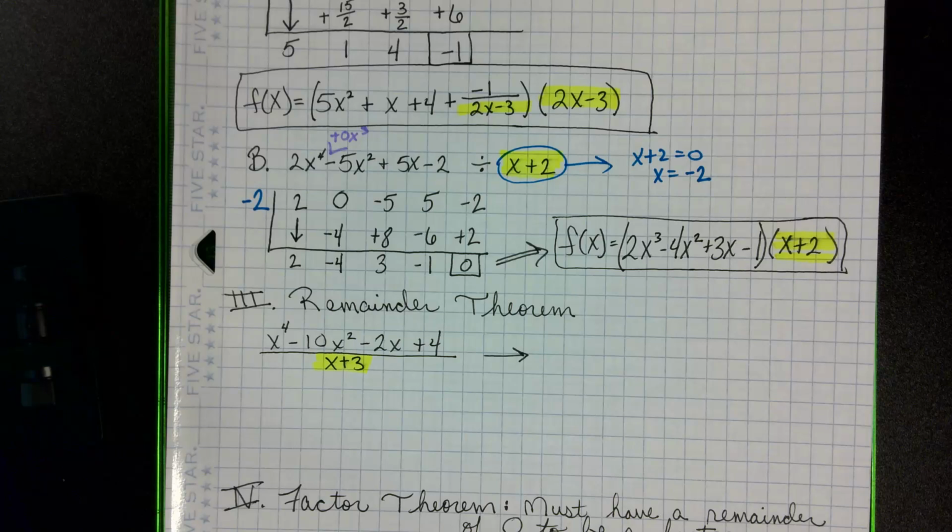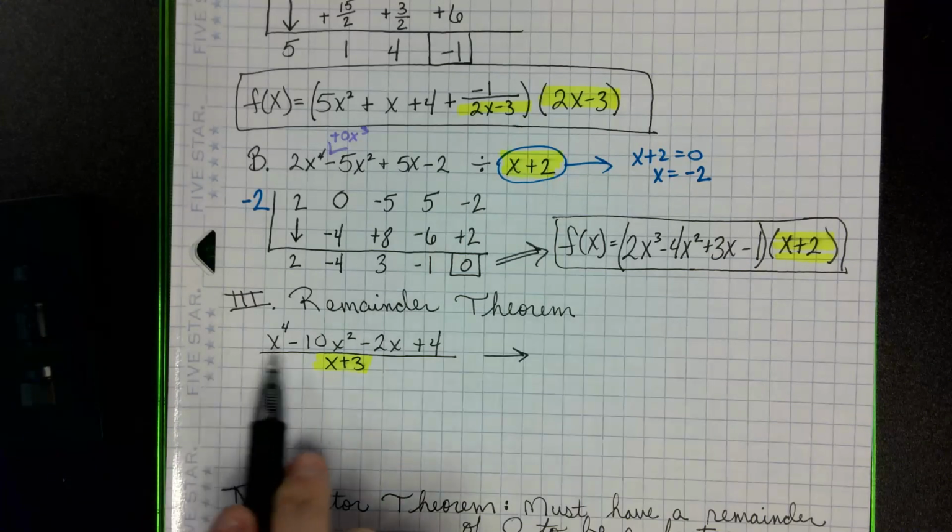Part 3 is the remainder theorem. So if you're just asked what is the remainder when you divide this polynomial by x plus 3, you don't have to actually do the division to find out what the remainder is. The remainder theorem says that if you evaluate the function at that 0, its value is the remainder.